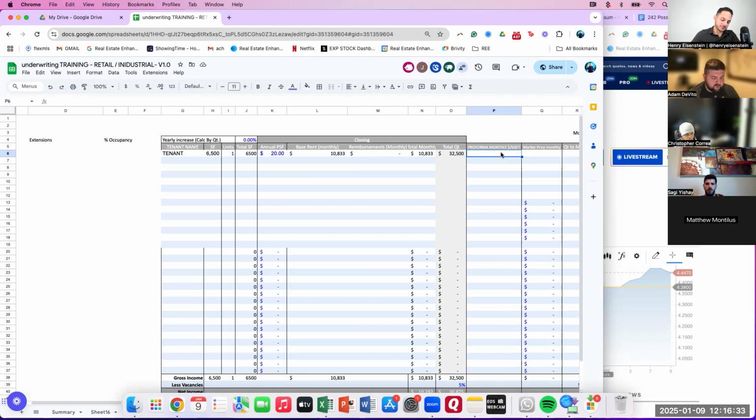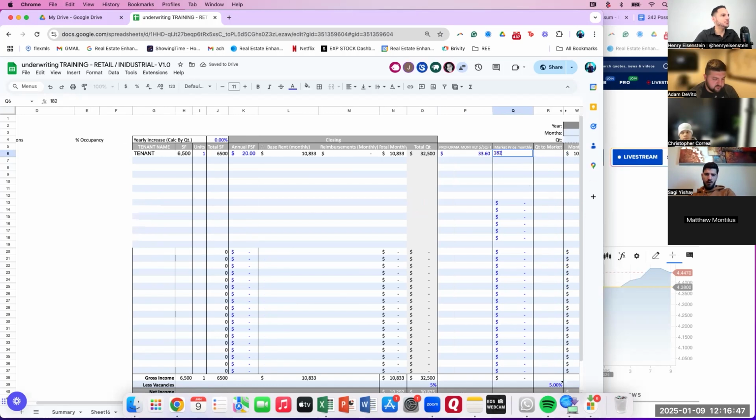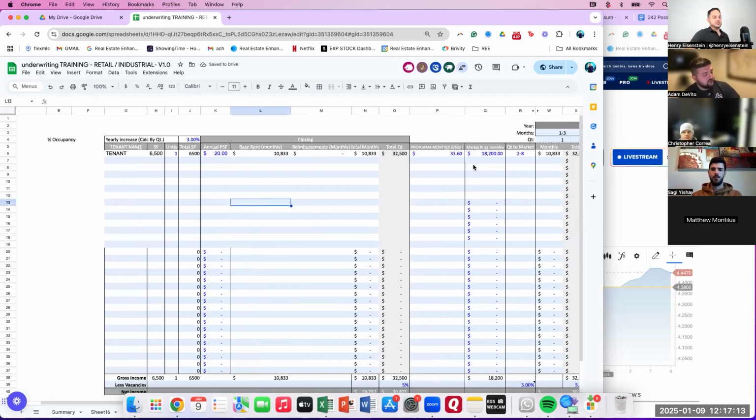So 18,200 times 12 is 218,400 divided by 6,500 gives me 33.6 as my price per square foot. Price monthly is 18.2. And we're doing that within 18 months, which comes to just under 8 quarters. So let's just say 8 for fun. We can do 2-8 because we're building up to this level of income, and then we can even do 3%, not 33%, increases a year, 5% for vacancy. There we go. Okay. So this is all ballparked.